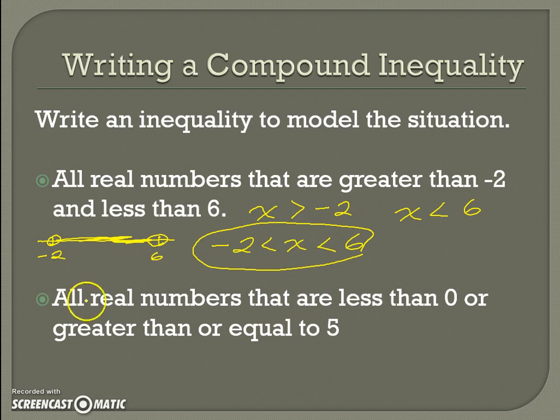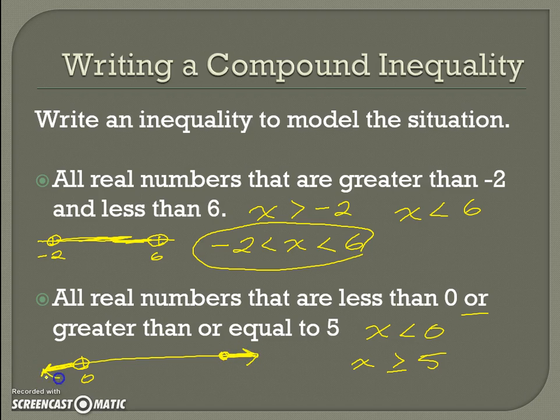That's my preference. All right, so all real numbers that are less than 0, so x is less than 0, or greater than or equal to 5. Now notice this has an "or." If you think of this on the number line, I have 0 as my first number, and it says x is less than that, so that's all these. And then I have x is greater than or equal to 5, so that's a closed circle right here, and that's all of these values.